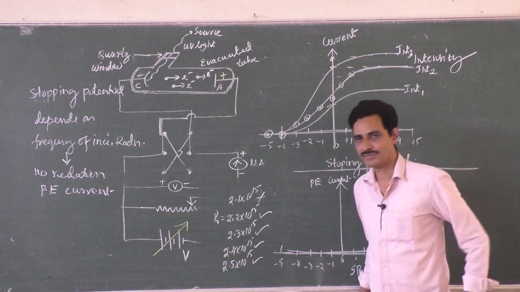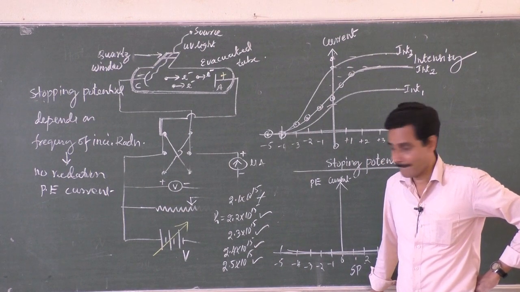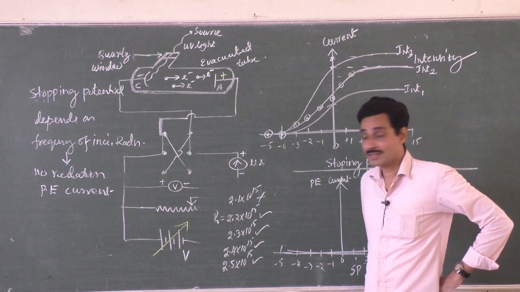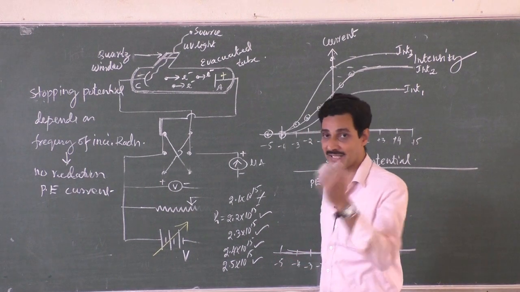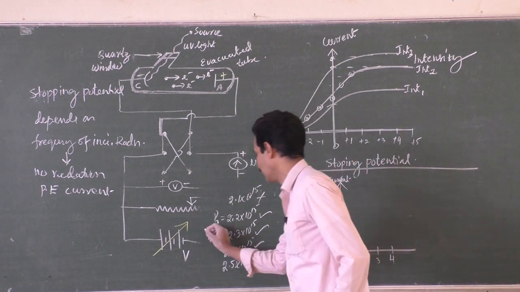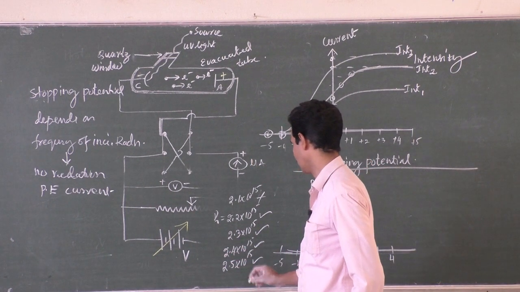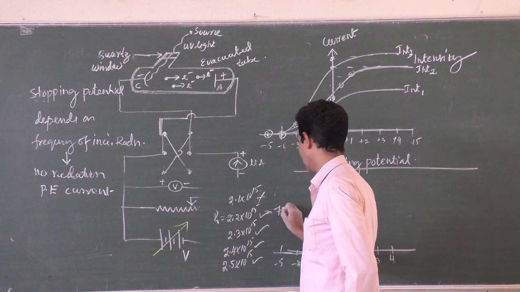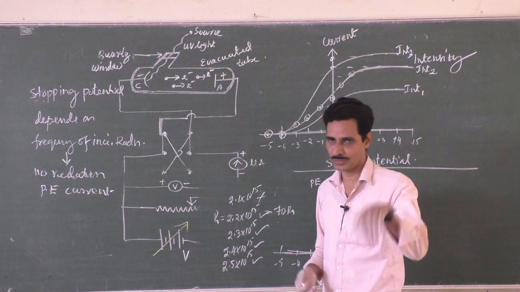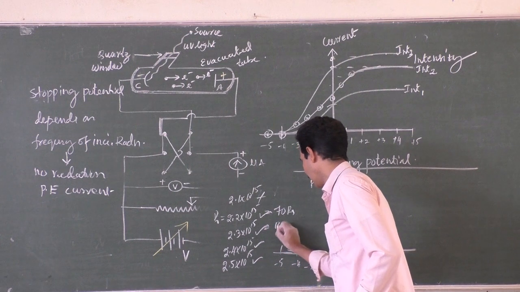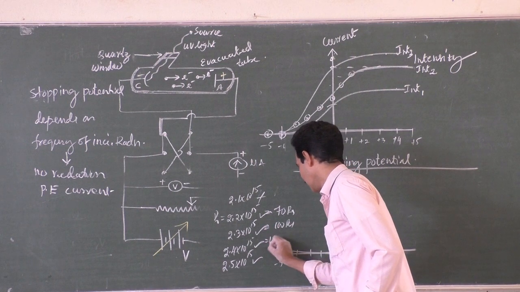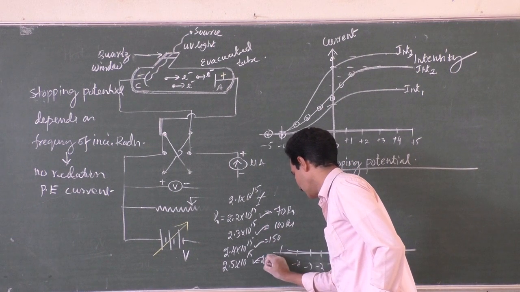Now I am at 2.5 into 10 to the power 15 hertz, say. What happens? I will compare it with the money that is given by your father to you. Say your father has given, where is the threshold frequency here? 70 rupees. That means you have just enough money to go. And your father has given 100 rupees. Your father has given 150 rupees. Your father has given 200 rupees.